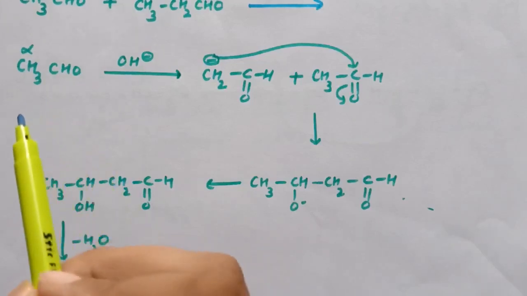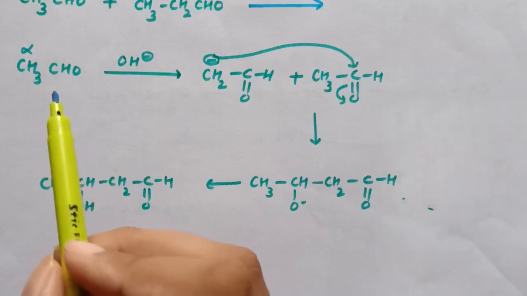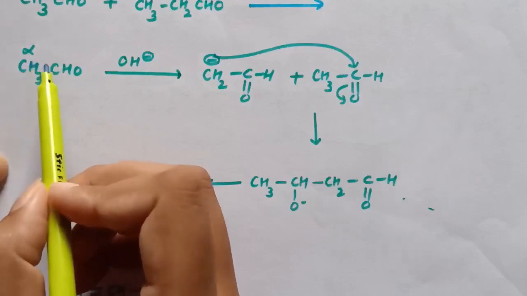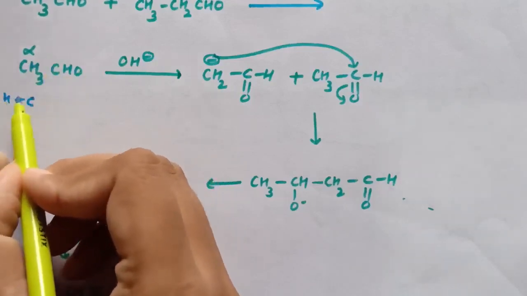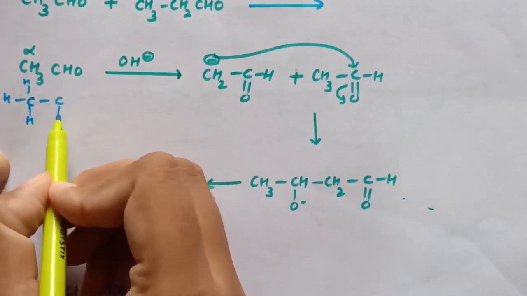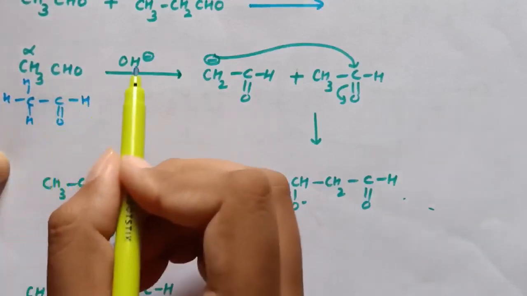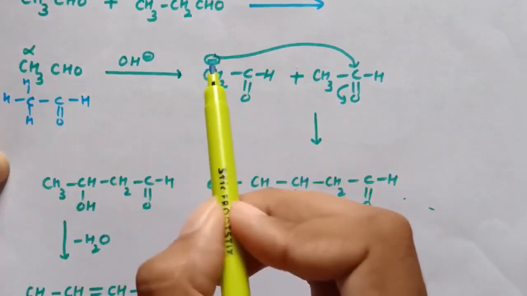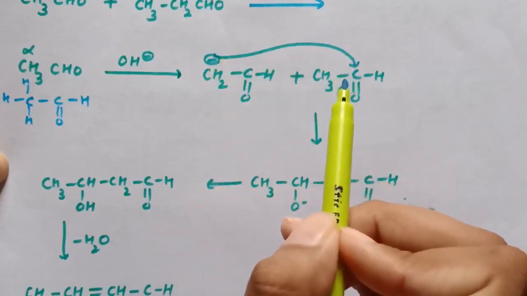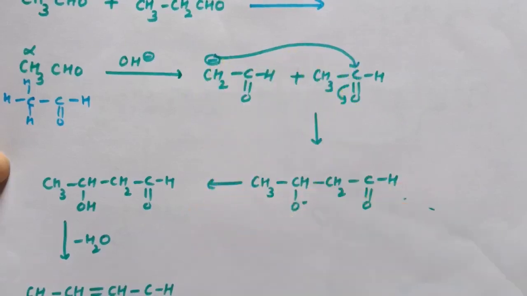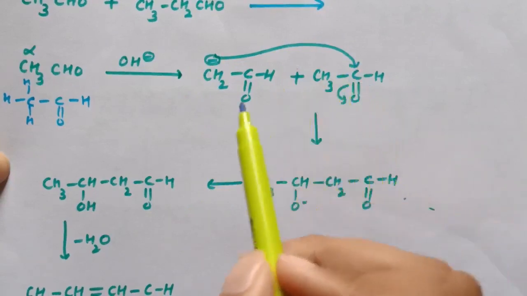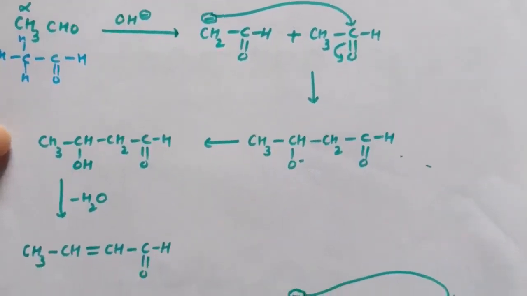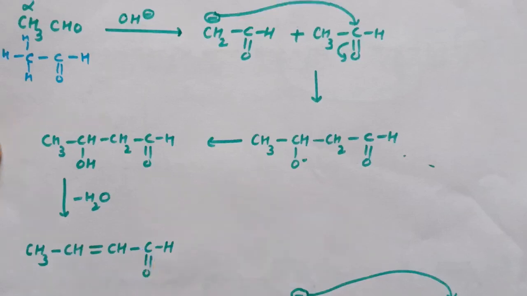So first, self-aldol condensation takes place between ethanal and ethanal. Here this carbon is alpha carbon and these 3 hydrogens are alpha hydrogens. We can write this structure as CH3CHO. In presence of base, this hydrogen is abstracted and this carbanion will form. Now this negative charge will attack the carbonyl carbon of a second ethanal molecule, which results in the formation of this aldol, and removal of water from this aldol results in the formation of this product.